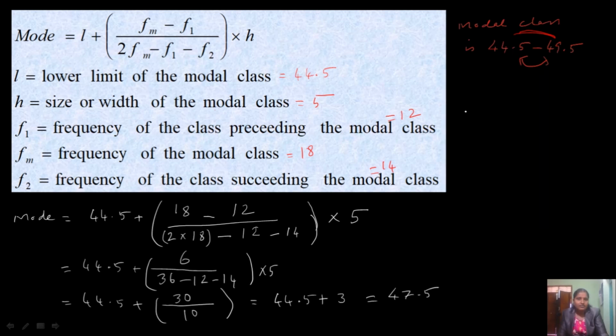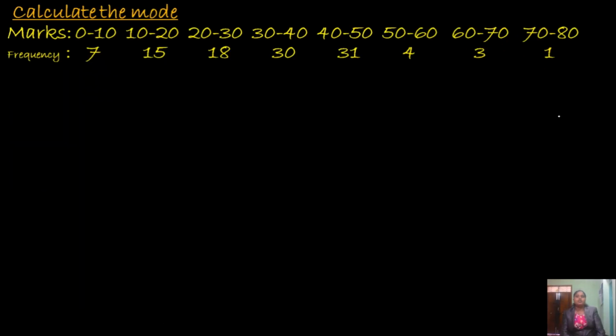So mode is equal to 47.5. That lies within our modal class interval 44.5 to 49.5. Our modal value also lies within the modal class. So mode is equal to 47.5. Let's now move on to another problem to calculate mode.